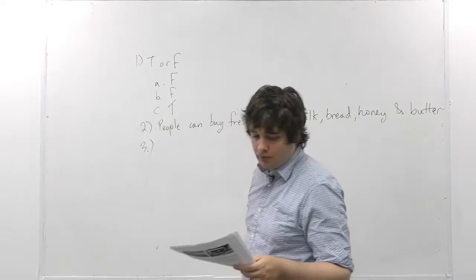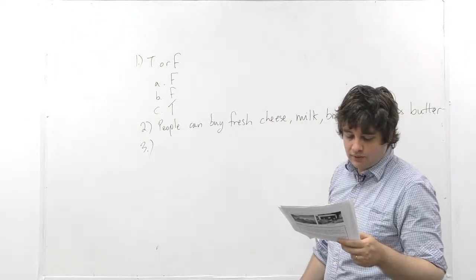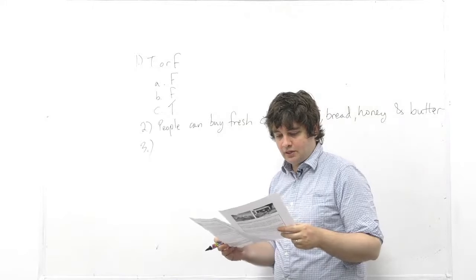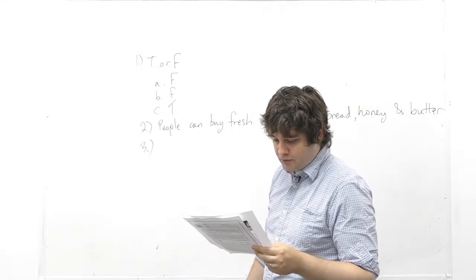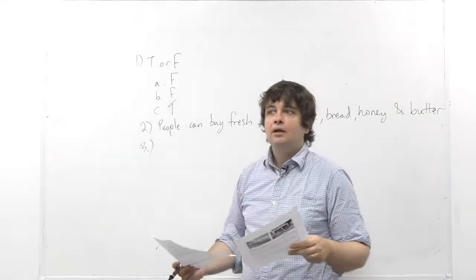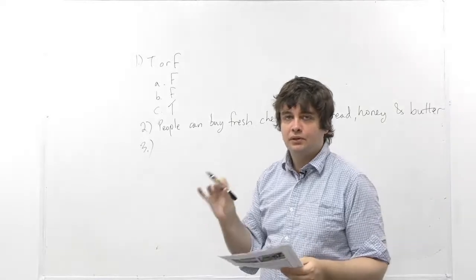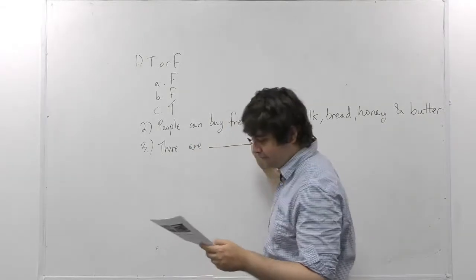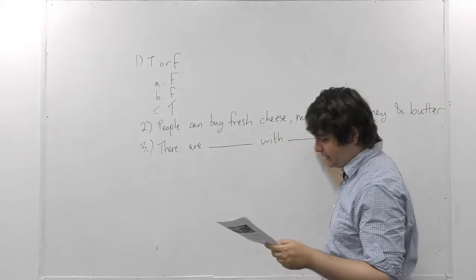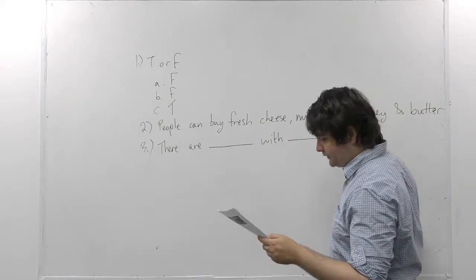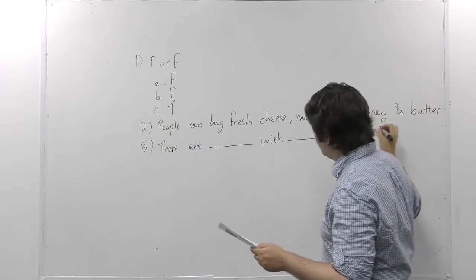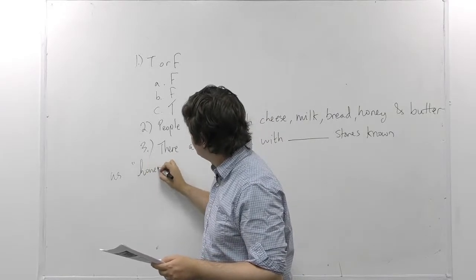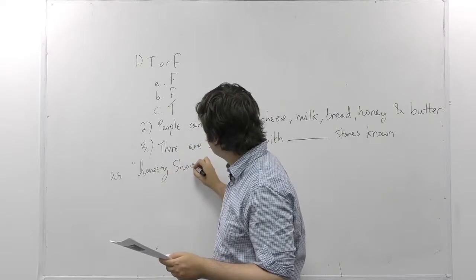Okay, number 3. Fill in the blanks with similar words. There are something with something stores known as honesty shops. The stores are managed blank. That means the stores have no blank. Okay, so basically you have to use the vocabulary that we just took a look at to fill in the blank here. So there are blank with blank stores known as honesty shops. Okay.